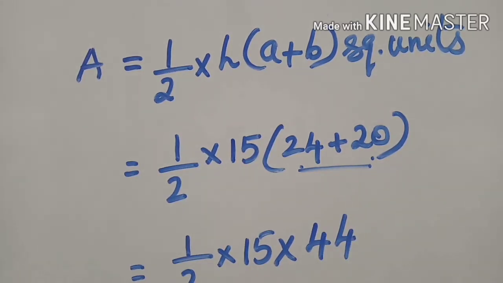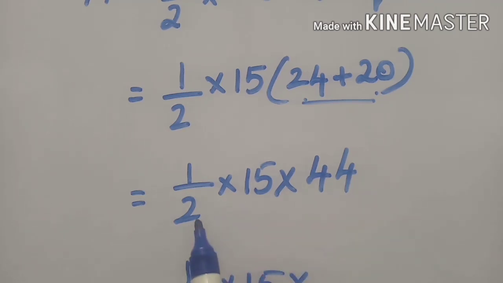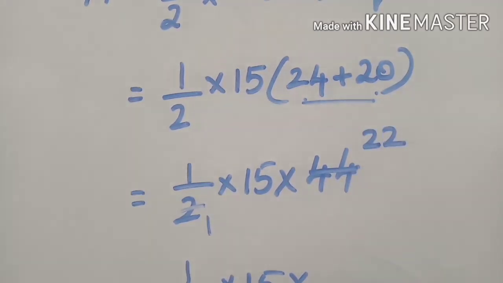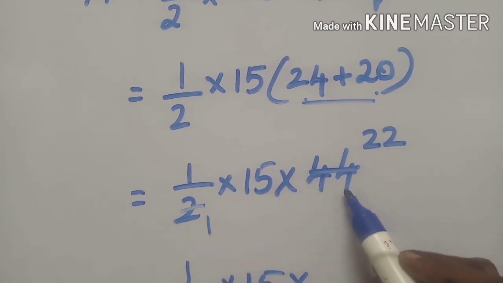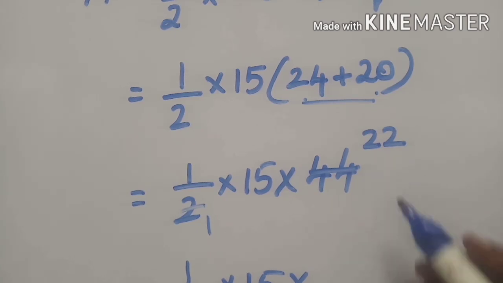Right? Now, next. This is equal to, simplify this. This is equal to half into 15 into 44, so here we can do the cancellation. How many 2's will make 44? 22 2's are 44. So now here we have 15 and 22. 15 into 22.